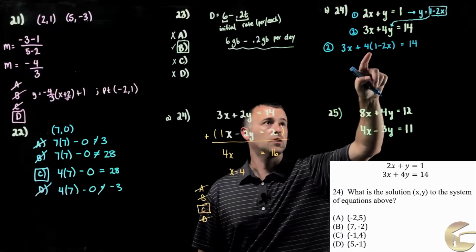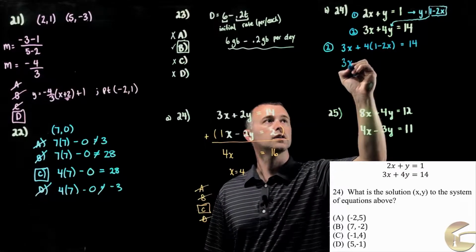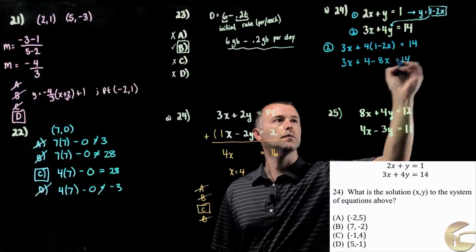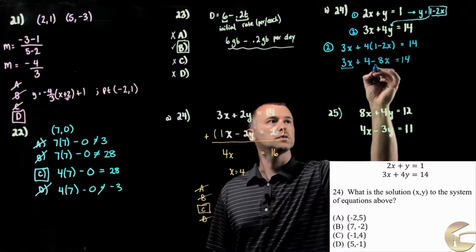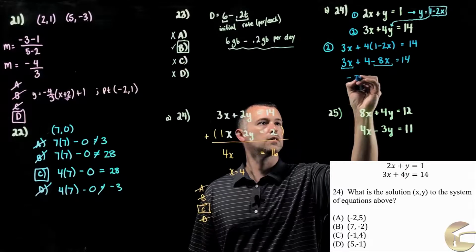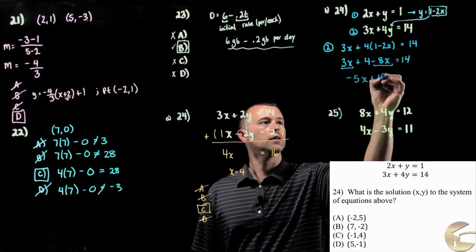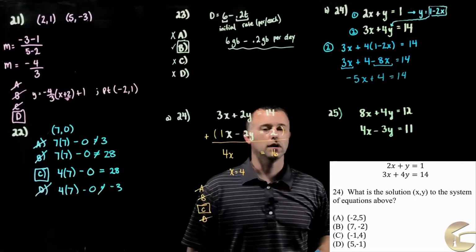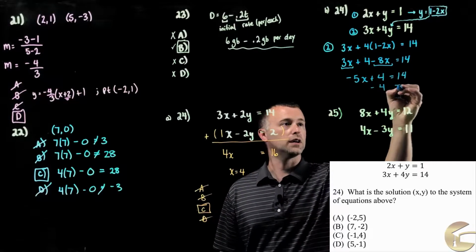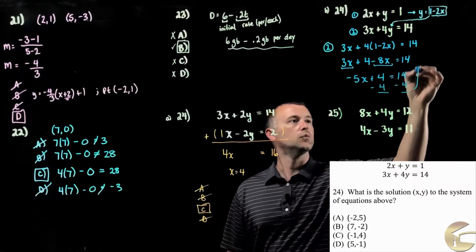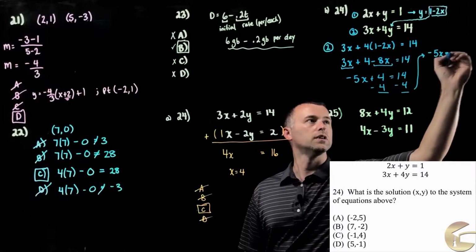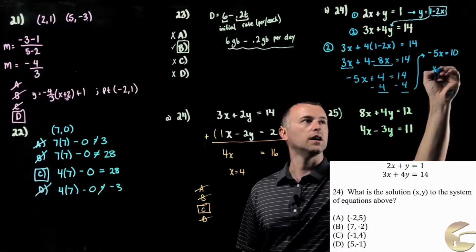When you solve for x, we start by distributing that 4. So it's 3x plus 4 minus 8x equals 14. We're going to combine like terms, which is 3 minus 8. So that's going to be negative 5x plus 4 equals 14. And now I can just solve for x. It's going to take me 2 steps. I'm going to start by subtracting 4 from both sides. So that's negative 5x equals 10. Divide by negative 5, we get x equals negative 2.